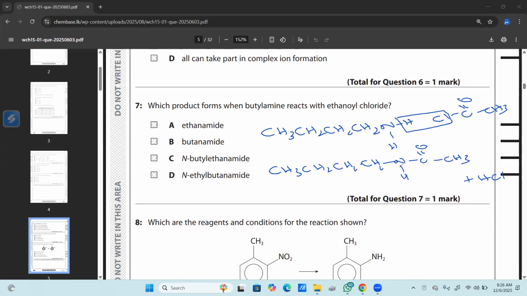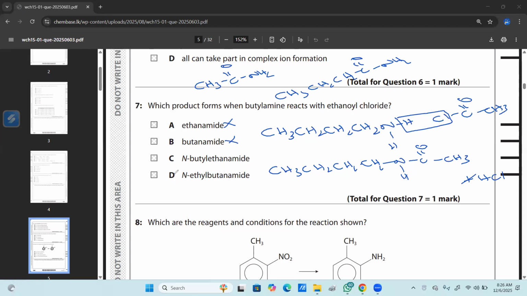The name of this is known as N-butyl ethanamide. Ethanamide means CH3CONH2, so we don't see any product like that. Butanamide means CH3CH2CH2CONH2. The product is not butanamide either. N-butyl ethanamide and N-ethyl butanamide.